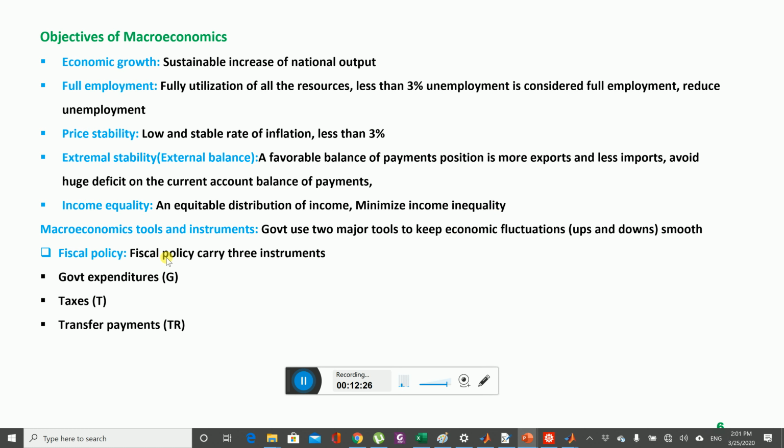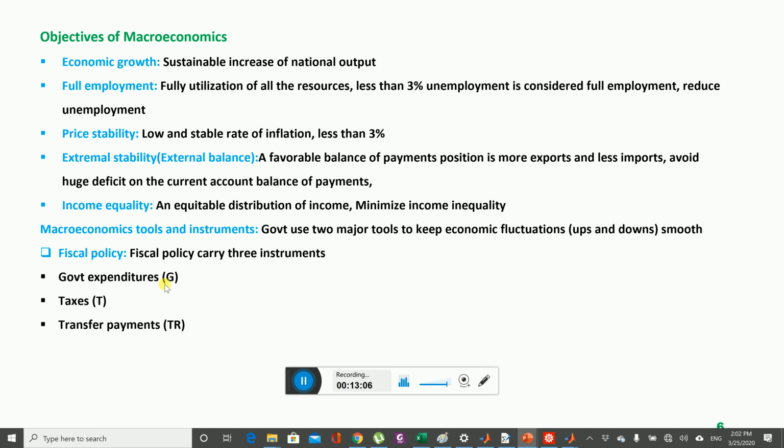Fiscal policy is one tool, I'm repeating again, that the government uses to increase economic growth. And what is increase in economic growth? Increase in aggregate demand, aggregate supply, aggregate investment, aggregate consumption, aggregate saving, and finally GDP of the state. This fiscal policy carries three instruments. One is government expenditure, for which we use the symbol G. Another is taxes, tax revenue, and the third one is transfer payments. Now, how is it possible that the government stimulates economic growth using these three instruments? I am discussing them one by one.